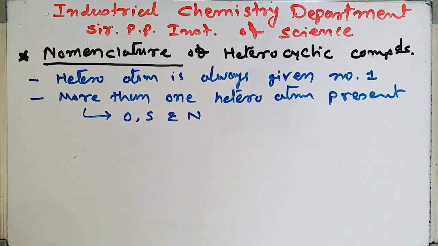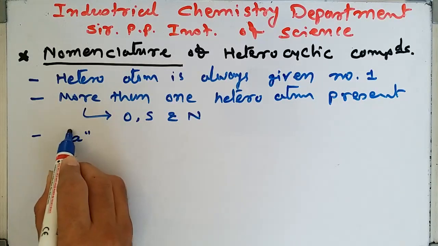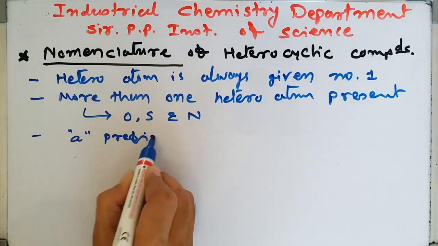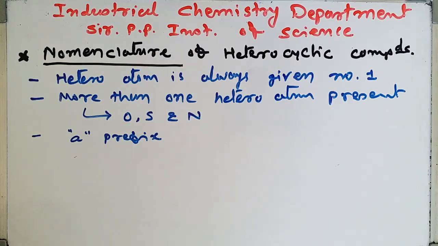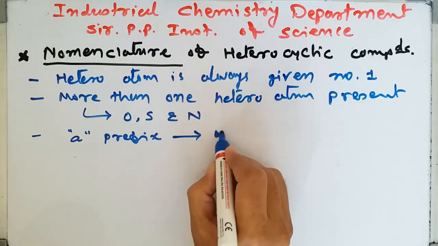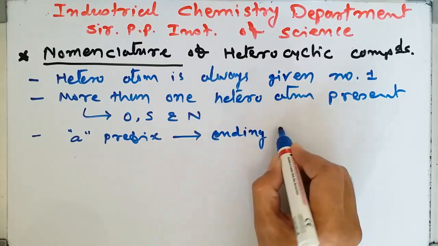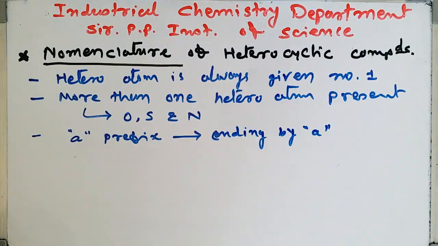Now, the names of monocyclic compounds are derived by a prefix indicating the nature of the heteroatom present and ending by an a where necessary.